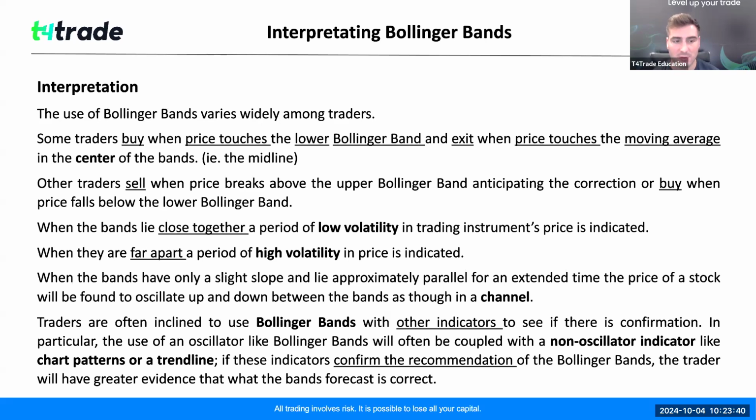So when the bands have only a slight slope and lie approximately parallel for an extended period of time, and they oscillate up and down between these two bands, this can be treated as a channel, which is super important as well and super useful, because if you do identify a channel at a period of inactivity, you can sell at the top and buy at the bottom. Pretty easy to do so up until the point we see a break.